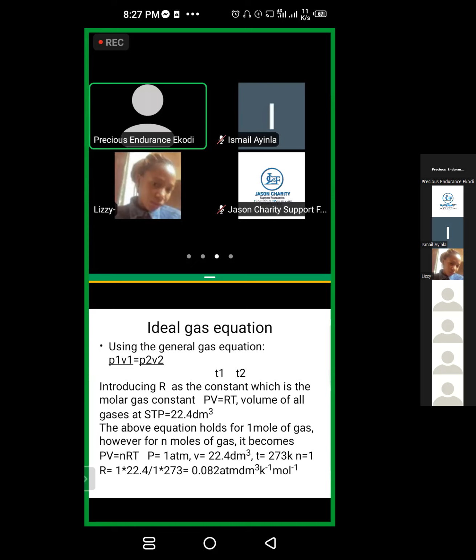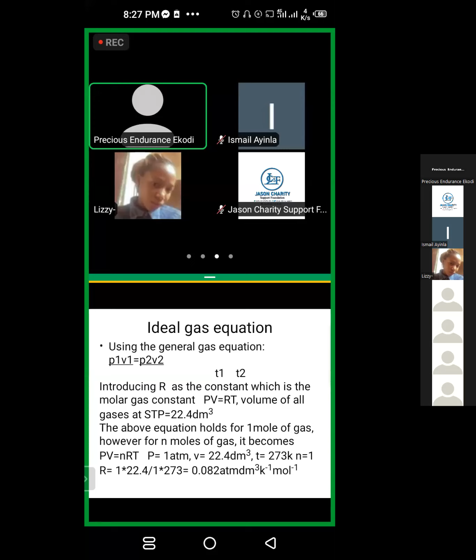We put P to be 1 atm, V to be 22.4, n to be 1, R not given, times T, which is 273. So making R the subject of the formula, we have 1 times 22.4 divided by 1 times 273. If you calculate that, what you have is 0.082. So the molar gas constant is always 0.082.